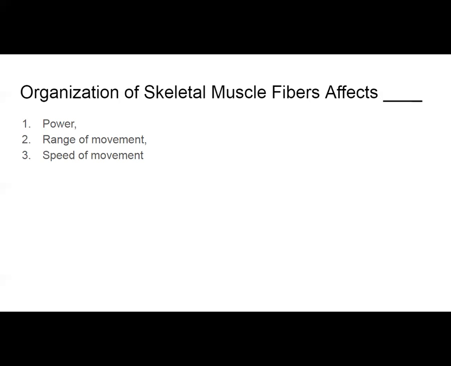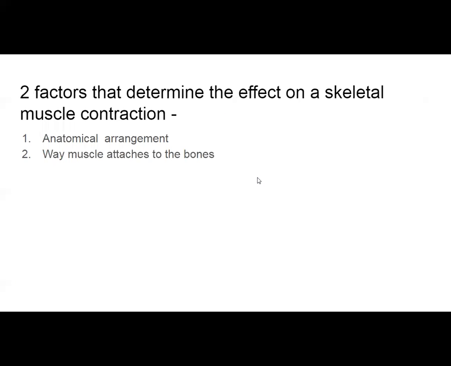And that's really what I was getting at: what is your organization of fast, slow, and intermediate? It tells you a lot, because if you've got a lot of fast fibers, you can have a lot of power, a lot of speed. But if you've got a lot of slow fibers, you may not get as much power or speed, but you can sustain that movement longer, right?